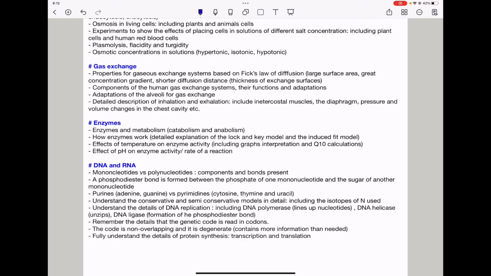You need to understand the details of DNA replication, including the functions of DNA polymerase, like lining up the nucleotides, the function of DNA helicase for unzipping the DNA, as well as the function of DNA ligase for the formation of the phosphodiester bond. You need to remember the details that the genetic code is read in codons or in triplets or in threes. You need to know that the code is non-overlapping and it is degenerate. To be degenerate means that it contains more information than needed. You also need to fully understand the details of protein synthesis, transcription, the whole of it, as well as translation.